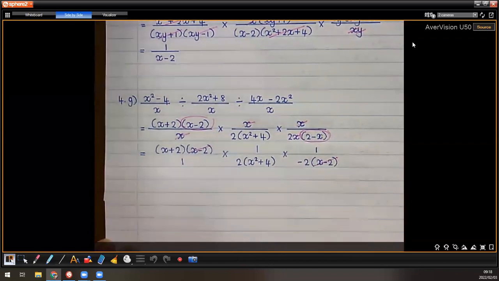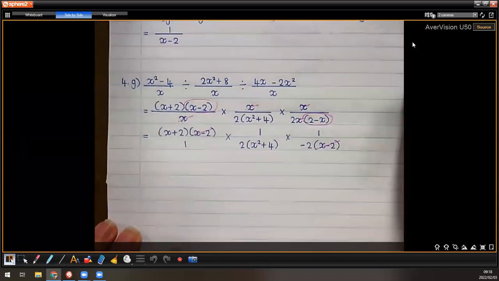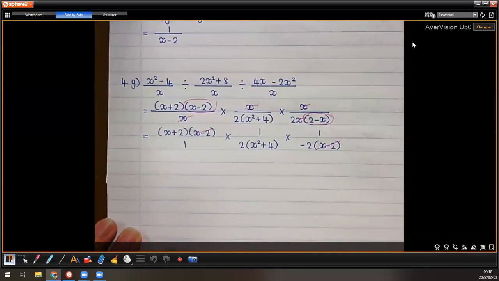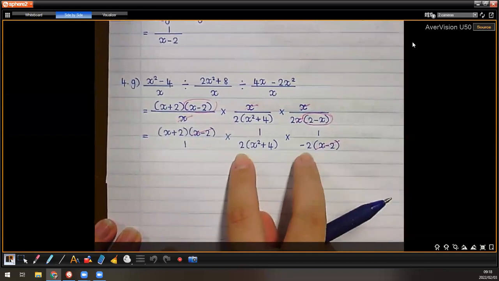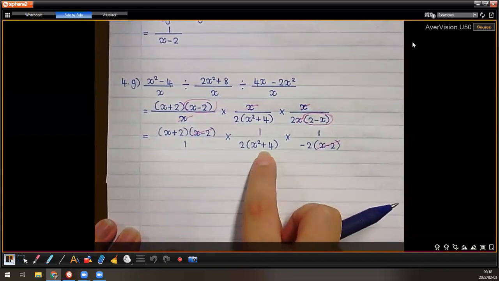Not a wonderful answer, but it is better than what I got originally. So what is left at the top then? X plus 2, and at the bottom, negative 4, bracket x squared plus 4. All right.